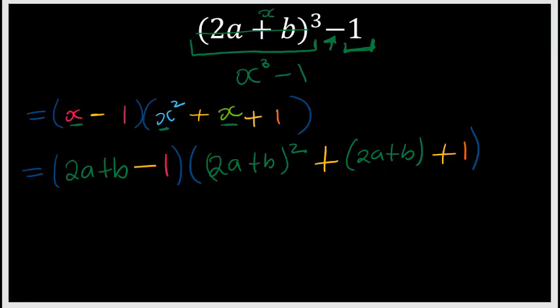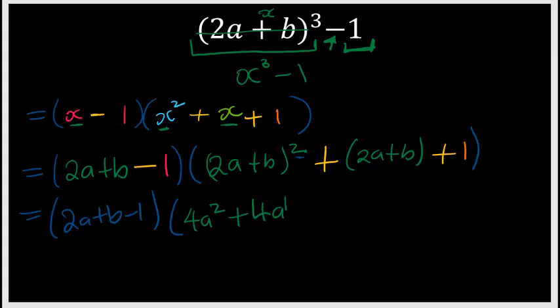So now we need to simplify. The first bracket is fine, that is as simple as it's going to get, but the second bracket has got a square over there, so we need to expand that square. So this means that our answer is going to be 2a plus b minus 1, and in our second bracket we are going to have 2a squared, which is 4a squared. 2a multiplied by b is 2ab, times 2 is 4ab. And then b squared.